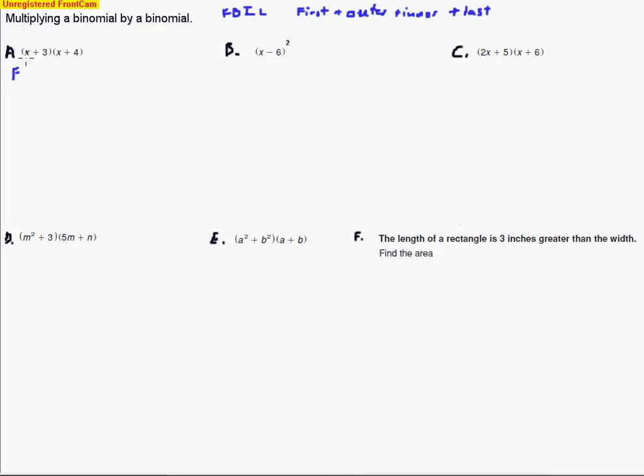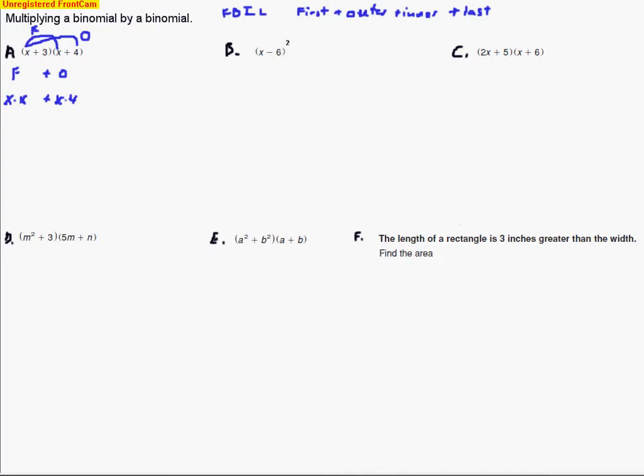So the first terms are these. x times x. It's the first term in each of the binomials. So those are our first terms, and we do x times x. And then we move on to the outside terms. We've multiplied x by x. Now we multiply x by 4. Those are the outside terms. So plus the outer terms, so plus x times 4.